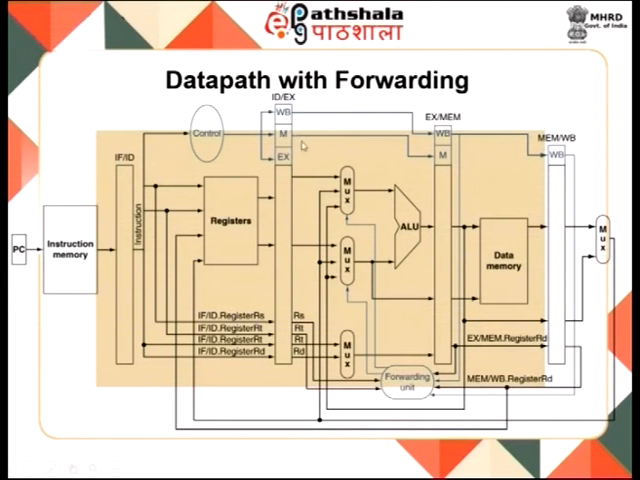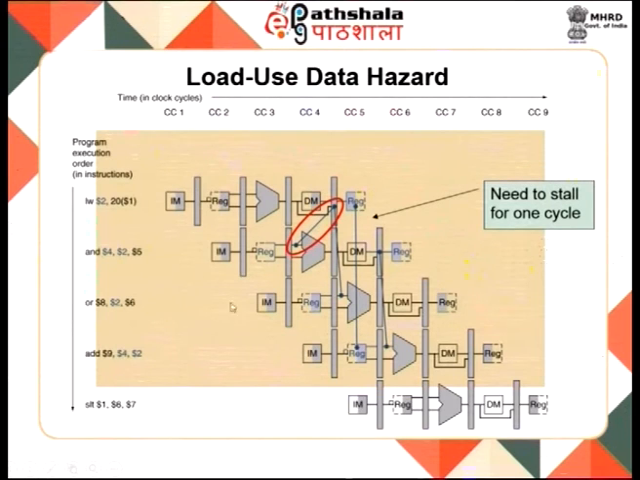Now, look at the data path with forwarding. We introduce a forwarding unit here. The forwarding unit will take in all these inputs, and based on that it will generate the signals to both your multiplexers, deciding whether to forward or not. Similarly, you have the control signals here. You also have some extra control signals that will have to be generated the moment you bring forwarding into the picture. So, this is for your load-use data hazard.